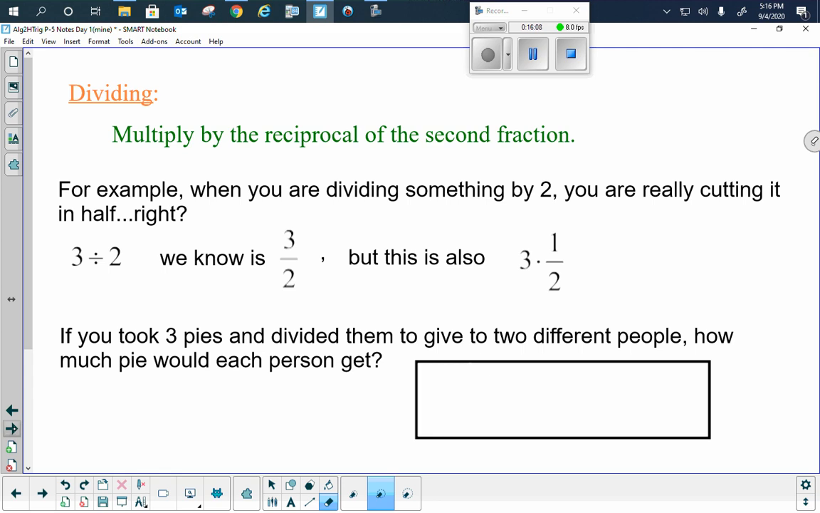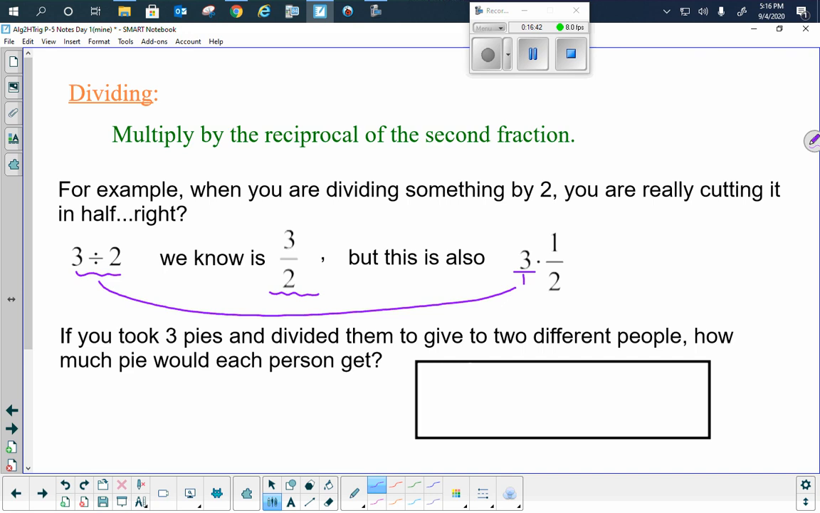You should be multiplying by the reciprocal of the second one, guys, but let's kind of convince you of why that works. For example, when you're dividing something by 2, you're really cutting it in half, right? So we know that cutting 3 in half, written this way, is the same as this, right? We're saying there's 3 and you're dividing it by 2. But you should algebraically agree that that's the same as 3/1 times 1/2, okay? In other words, 3 divided by 2 is the same as 3 times 2's reciprocal, okay, which is 1/2.